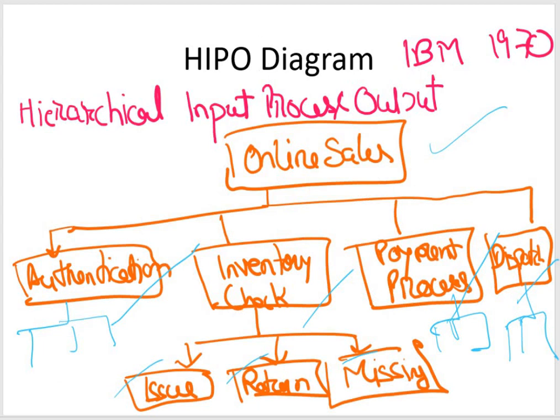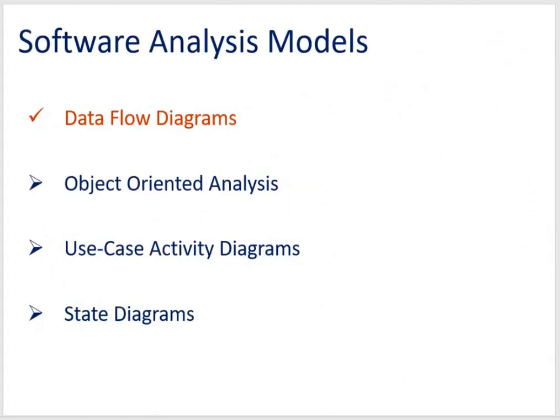And then we looked into your HIPO diagram, which was your hierarchical input process output diagram, which was given by IBM in the year 1970. And in today's class we are going to talk about object oriented analysis and design. We'll talk about your use case activity diagram, and if time permits we'll also try to cover your state diagrams as well. So now to start with, what we have is your object oriented analysis.